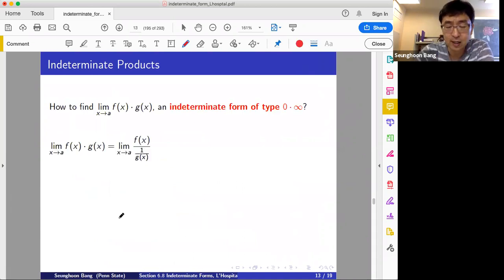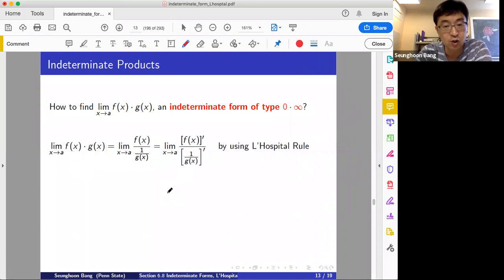We have two possible approaches. You can change it like this: f of x goes to the numerator and g of x goes to the denominator by using the reciprocal. What does it mean? It's a 0 times infinity form. The top one is going to 0, and 1 over infinity is going to 0. We have a 0 over 0 form. How can you solve a 0 over 0 form? You can use L'Hopital's rule. This is the idea.